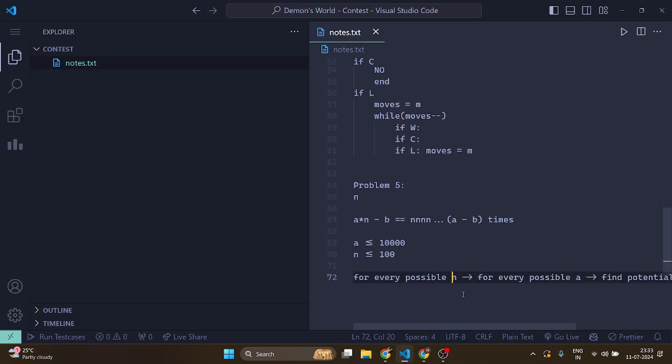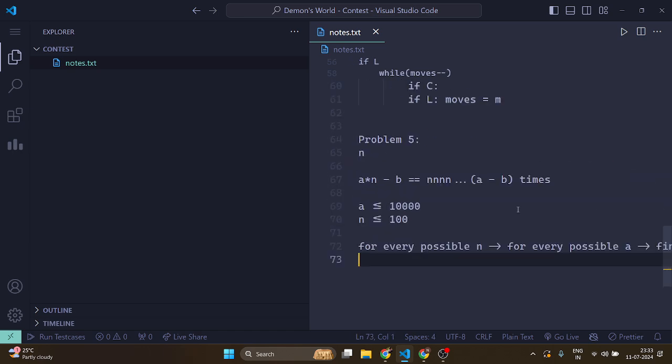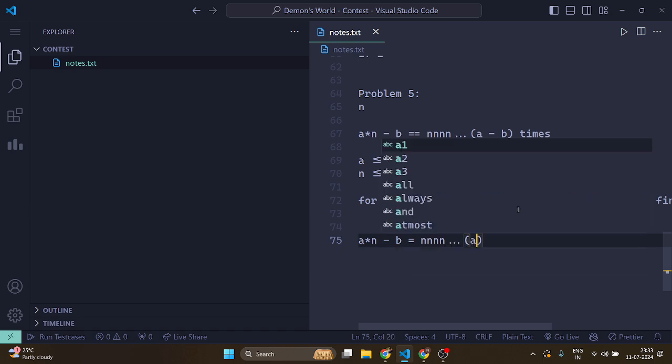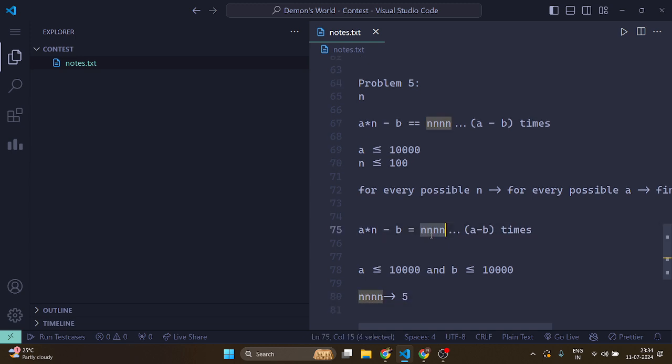Now the main thing is, what do we want? We want that a times n minus b should be equal to n written a minus b times. Am I right? We want this to hold true. Since a is less than or equal to 10,000 and b is less than or equal to 10,000, this difference cannot go more than 5 digits.